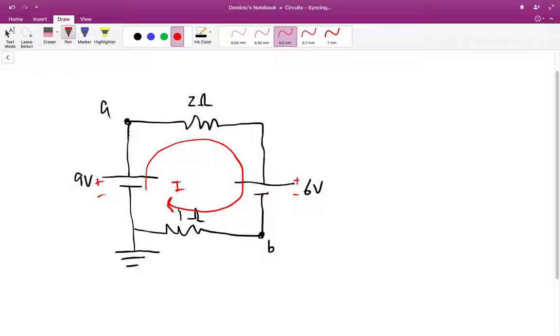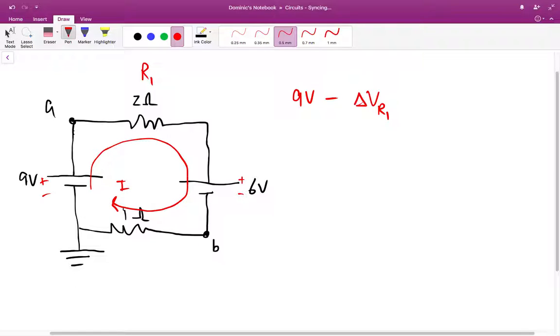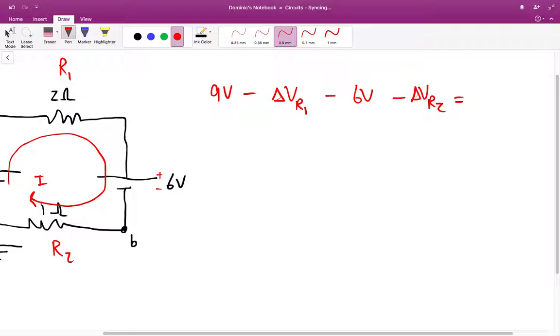Okay, so the current of this thing, using Kirchhoff's loop rule, we know that the difference in potential of our circuit needs to be 0. So I'm going to start with the 9-volt battery. We have 9 volts. We're going to minus the voltage. We'll call this resistor 1. So minus delta V of R1. And then we would minus the 6-volt battery because we're going from a high potential to a low potential. So minus the 6 volts, and then we are going to minus the delta V of resistor, we'll call this one down here resistor 2. And Kirchhoff's loop rule says that all of this needs to equal 0.